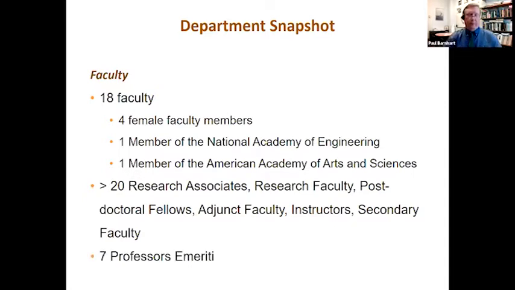We have 7 professor emeriti. What that means is they are retired, but they still have an office and a presence in our department. They no longer teach on a full-time basis. They may still be involved in some modest research. Perhaps they're trying to get a student or 2 through their PhD studies. And we encourage them to participate in the department as they see fit.